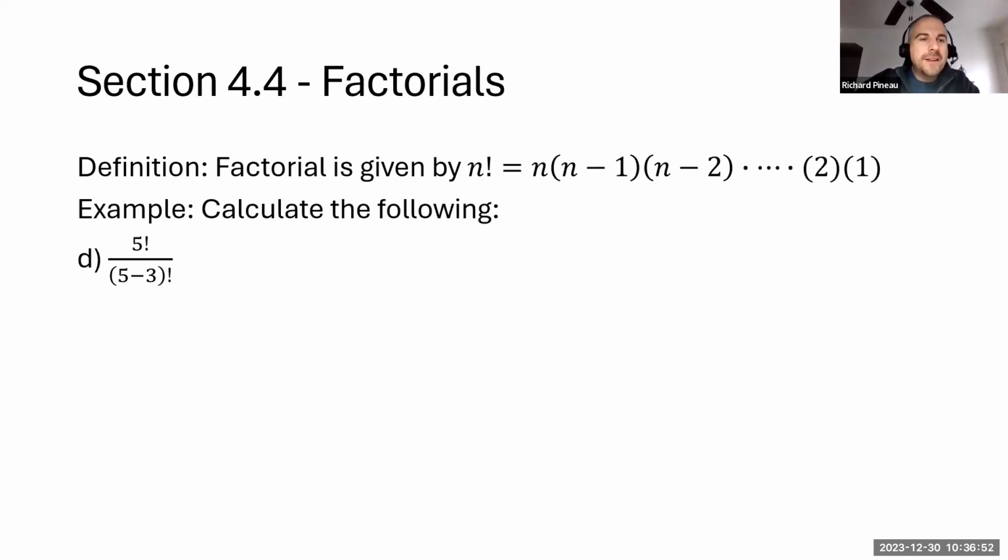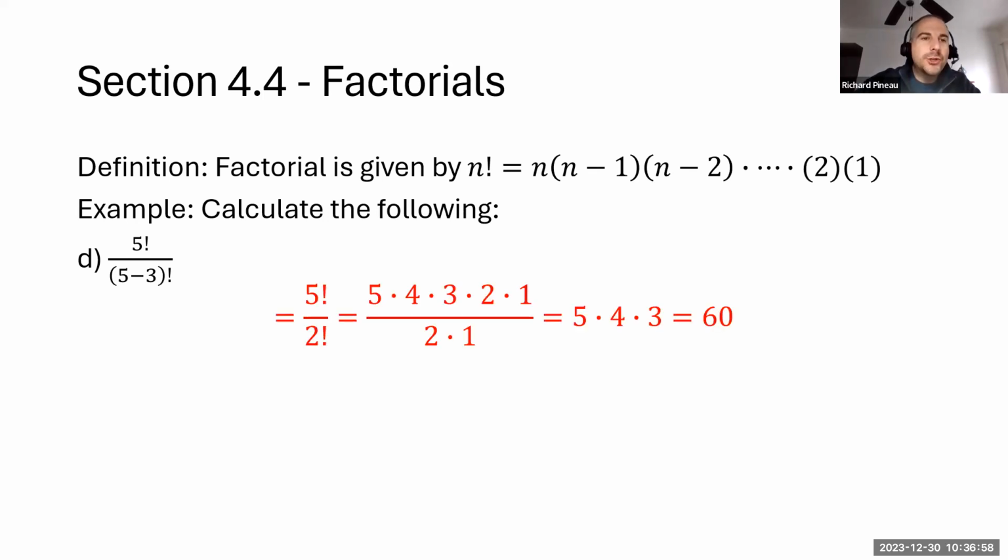Okay, let's look at 5 factorial over 5 minus 3 factorial. First of all, you have to do some order of operations. So we have to do 5 minus 3 first. So that's how we get 2 factorial in the denominator. We expand these expressions, 5 factorial and 2 factorial. What you should notice again is that the 2 over 2, 1 over 1 go away. All we're left with is 5 times 4 times 3, or 60.